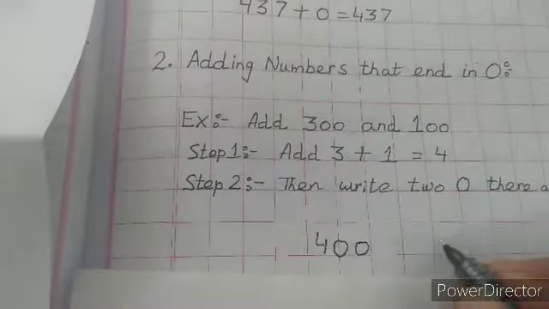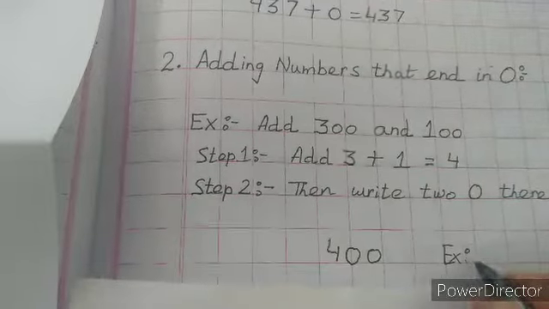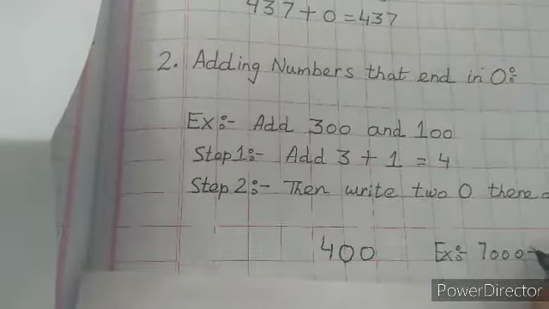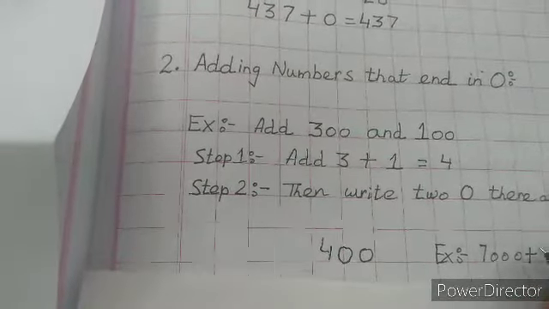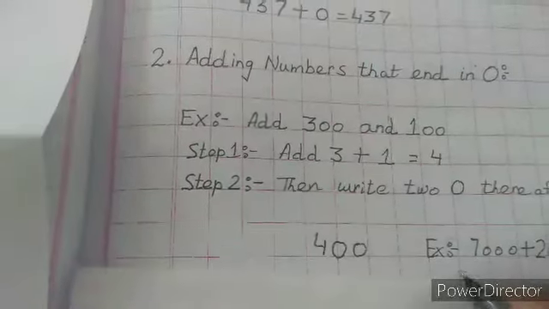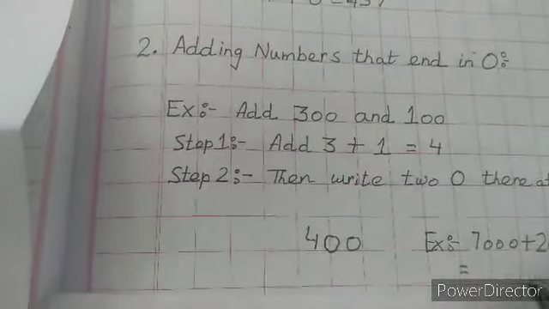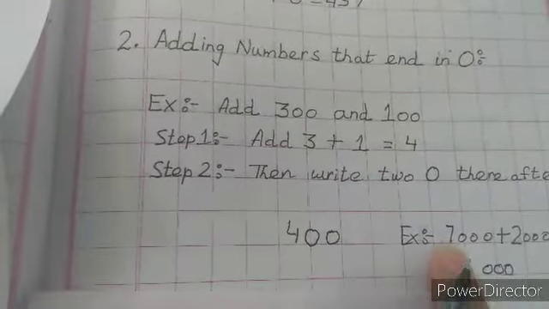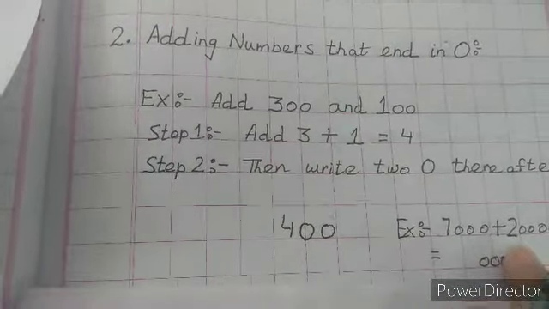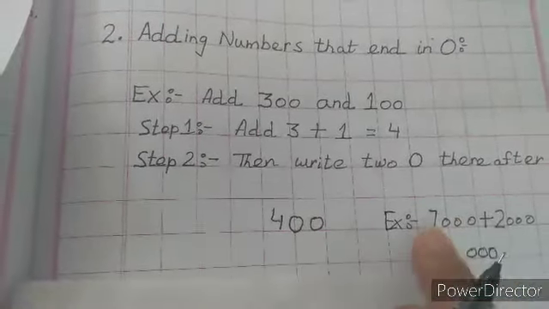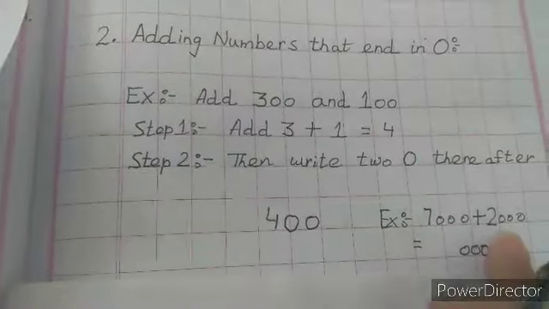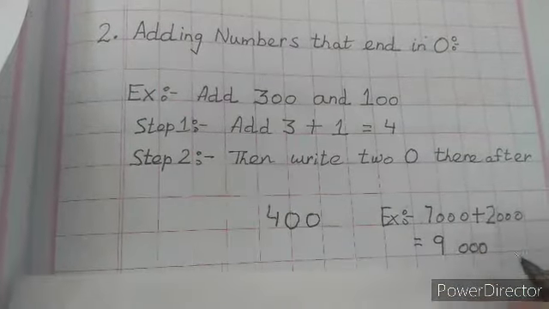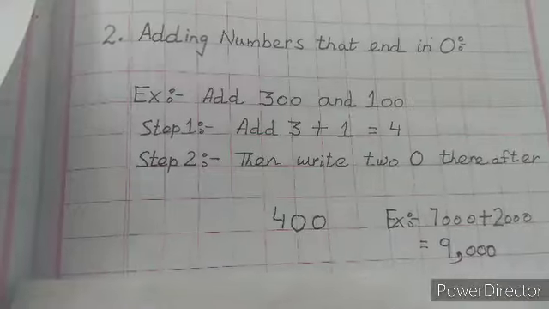We can take one more example. If the number is 7000 plus 2000, what do you see at the end? 3 zeros are there, so we will put 3 zeros. And then we have to add 7 plus 2. 7 in my mind and 2 fingers up, we will count forward. After 7, 8, 9. Wasn't it easy? It becomes 9000. Clear?